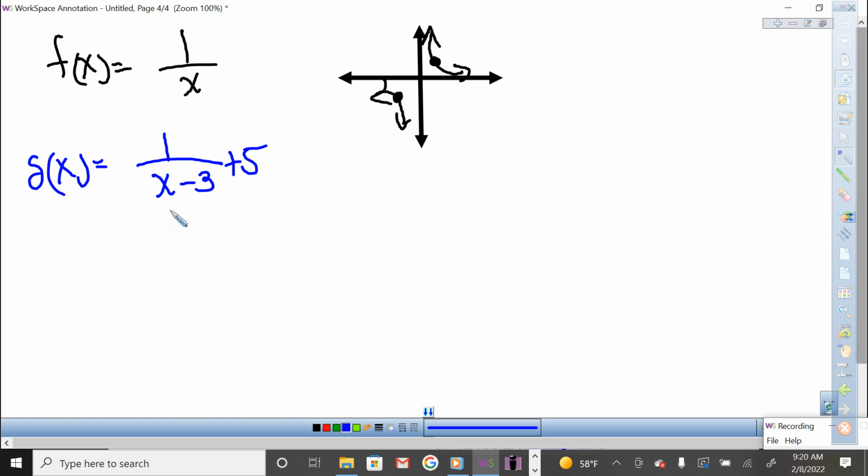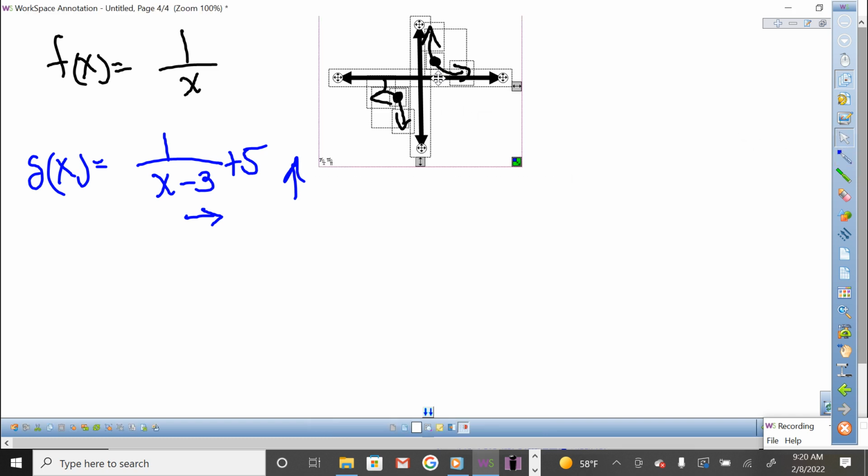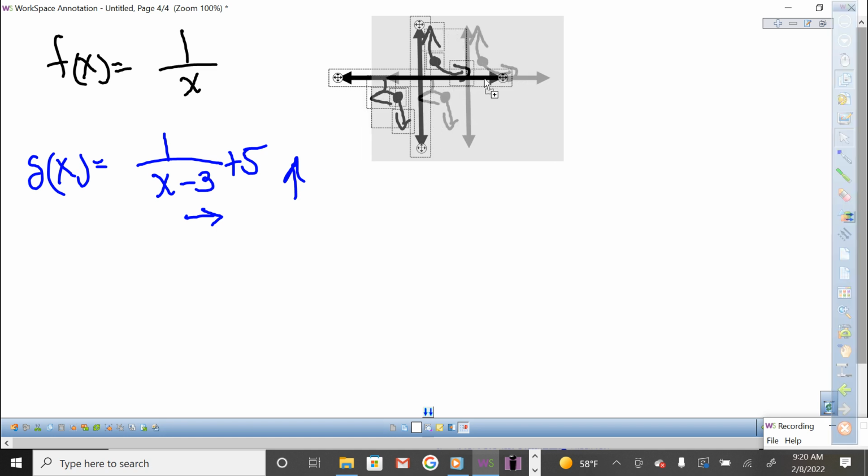So hopefully you still see that this is h. It's going to move it to the right 3, and then 5 up. So basically, this is what I'm talking about. Look up, please. I'm taking this whole thing, including the x-axis and the y-axis. I'm going to move it 3 to the right and 5 up.